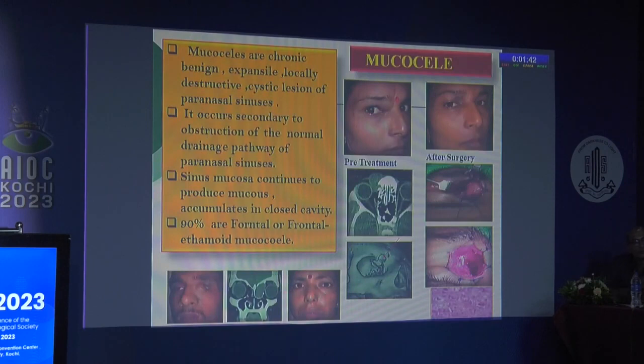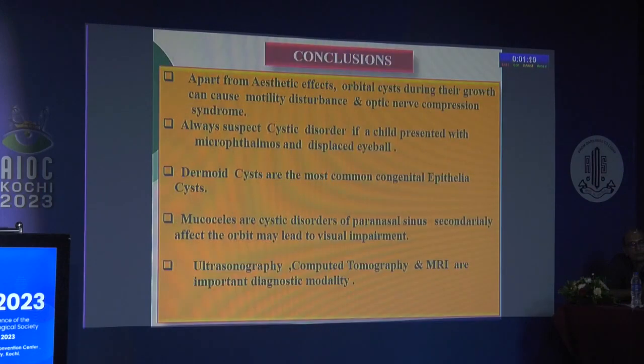Then mucocele, a benign, chronic, expansile, locally destructive cystic lesion of the paranasal sinuses. It occurs secondary to obstruction of the normal drainage pathway of the paranasal sinuses. The sinus mucosa continues to produce mucus that accumulates in the closed cavity, causing this lesion, and 90% are frontal and frontoethmoidal mucoceles. I would like to conclude that apart from aesthetic effects, orbital cysts during their growth can cause motility disturbance and optic nerve compression syndrome.